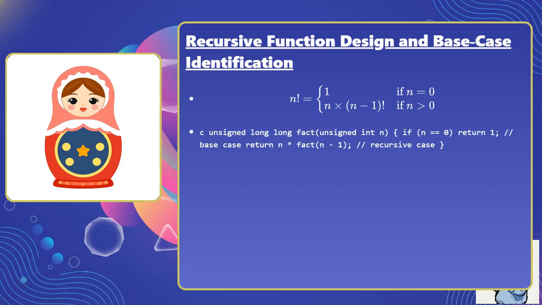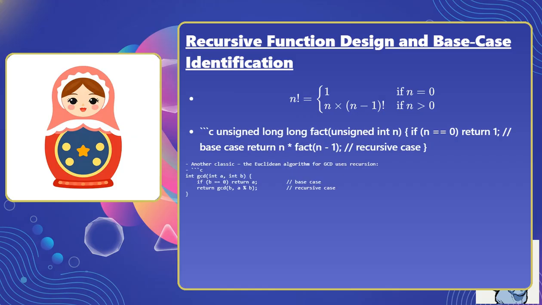Unsigned long fact takes an unsigned integer; if n equals 0, return 1 as the base case. Otherwise, return n multiplied by fact of n minus 1 as the recursive case. Another classic, the Euclidean algorithm for greatest common divisor, uses recursion. Integer GCD takes integers a and b. If b equals 0, return a as the base case. Otherwise, return GCD of b and a modulo b as the recursive case.